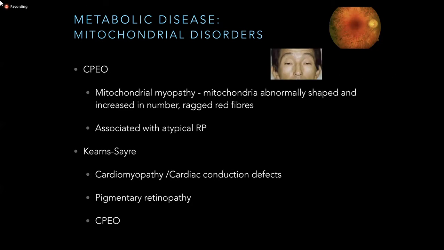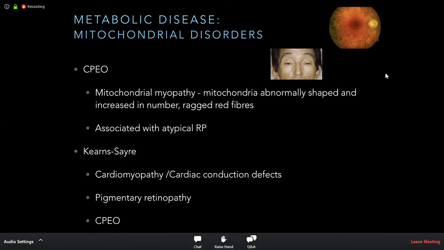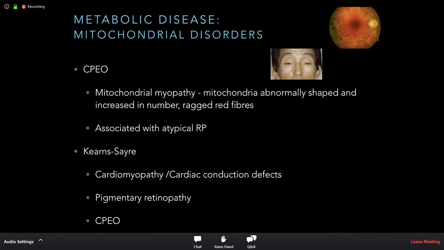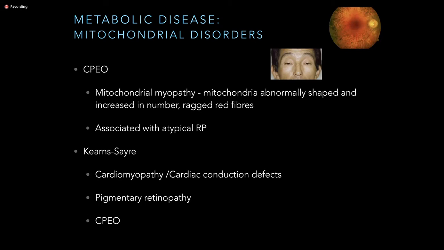Finally, moving on to the CPEO spectrum. This is chronic progressive external ophthalmoplegia. This is a condition in which patients have a slowly progressive inability to move their eyes and their eyebrows. Typically, we think of it as a mitochondrial myopathy. Mitochondria are abnormally shaped and they're increased in number.